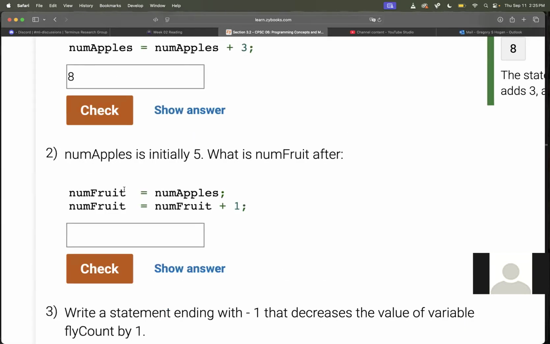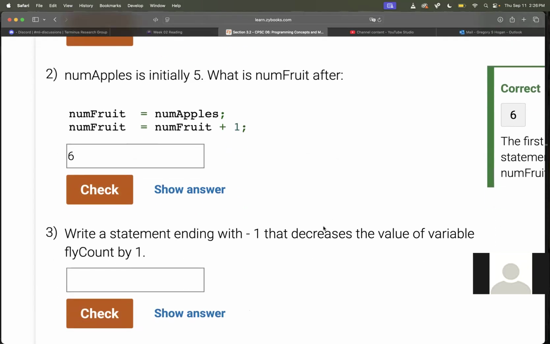Same thing here. It's just a little bit more complicated to keep track of. So num apples is 5. So when you run this line, now num fruit is also 5, right? Because we're going to put a 5 in for num apples and assign the result to num fruit. So now num fruit is 5. And then this last line, you should recognize as adding 1. So if num fruit was 5 and we add 1, then we'll end up with 6, which is correct.